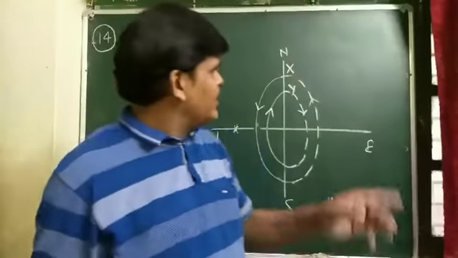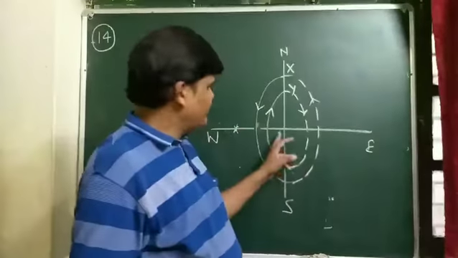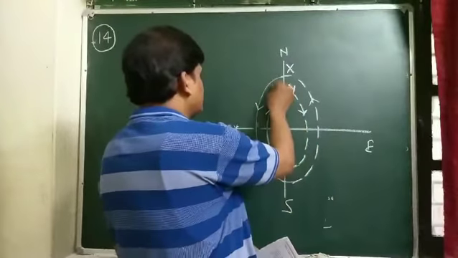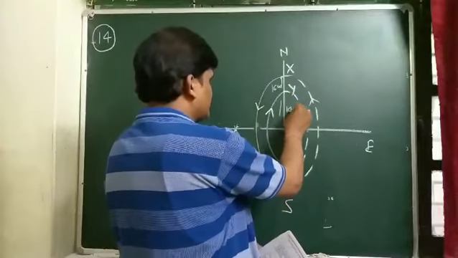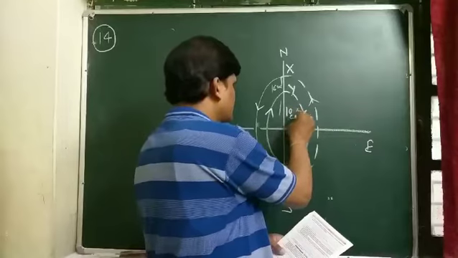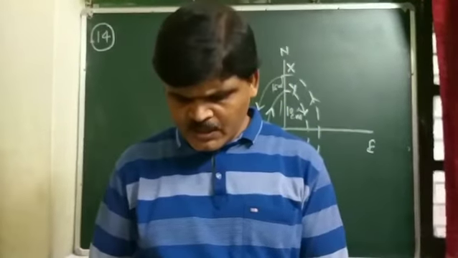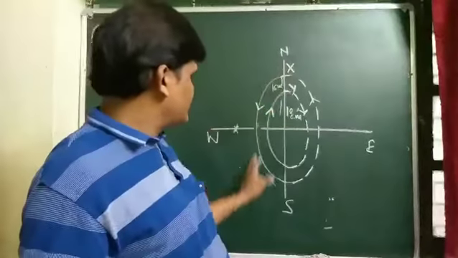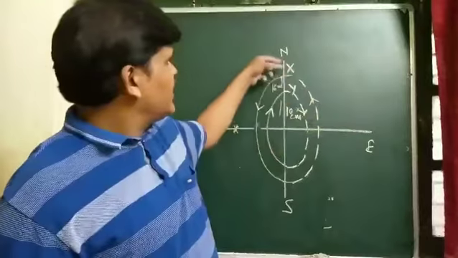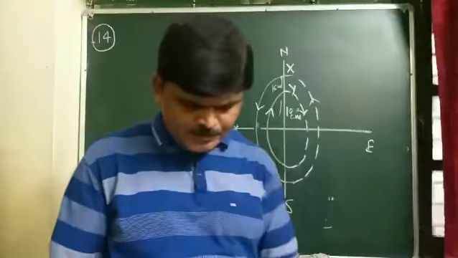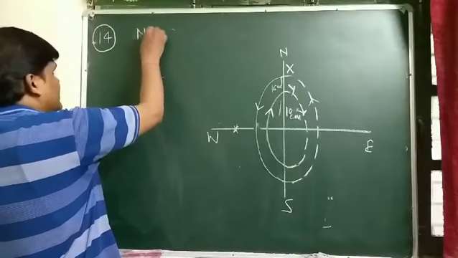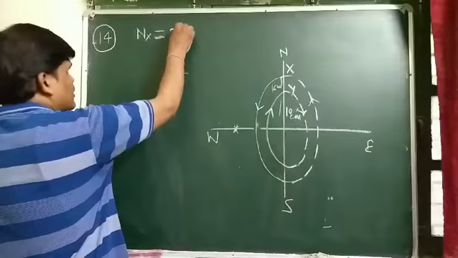Listen carefully students. Question: two concentric coils X and Y of radii 16 centimeter and 10 centimeter respectively lie in the same vertical plane containing the north-south direction. Coil X has 20 turns.